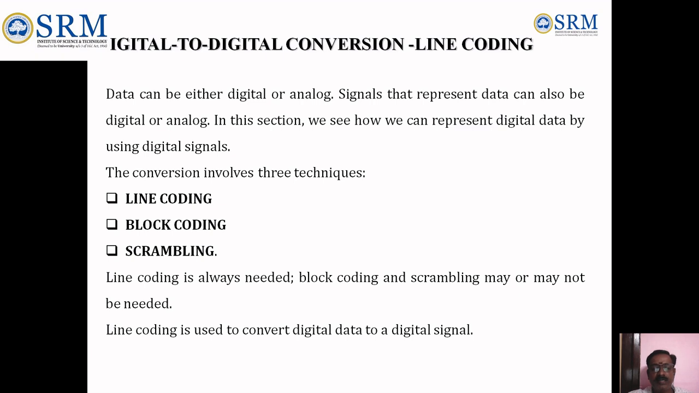Digital to digital conversion using line coding. Data can be either digital or analog. Signals that represent data can also be digital or analog. In this section, we see how we can represent digital data by using digital signals. The conversion involves three techniques: line coding, block coding, and scrambling. Line coding is always needed. Block coding and scrambling may or may not be needed. Line coding is used to convert digital data to a digital signal.